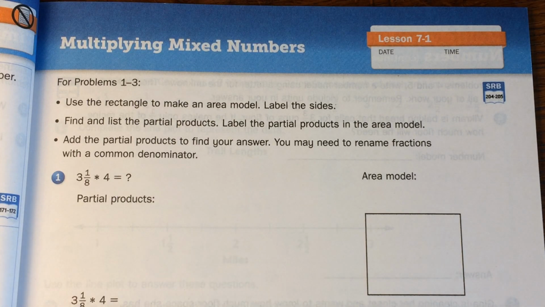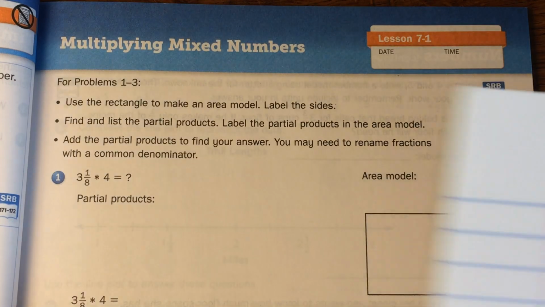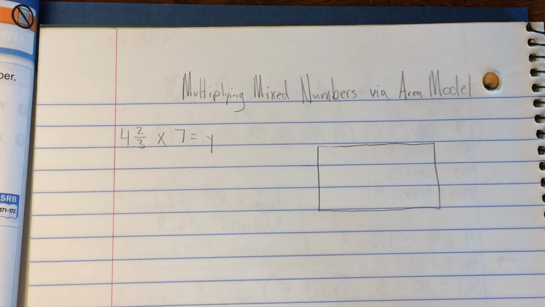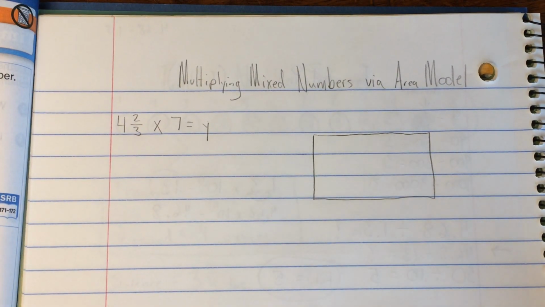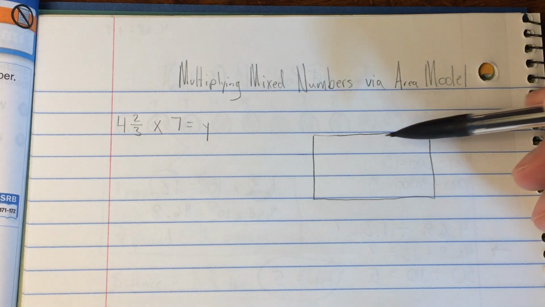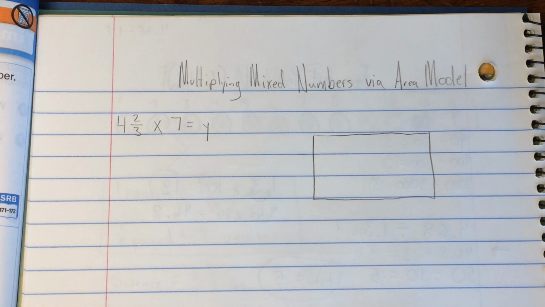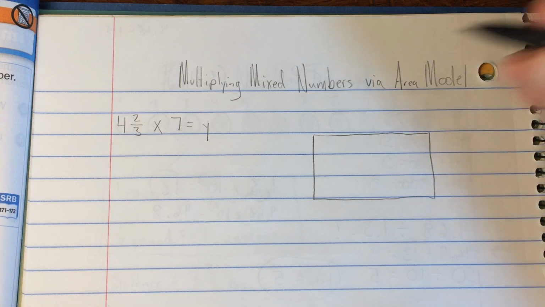So I'm going to leave these to you guys. I'm going to swing over. I have 2 example problems I'll walk you through. My first example will very closely follow number 1, just with different numbers. So my exact example problem is 4 2/3 times 7. So we're going to use this little rectangle here and make ourselves what we call an area model.